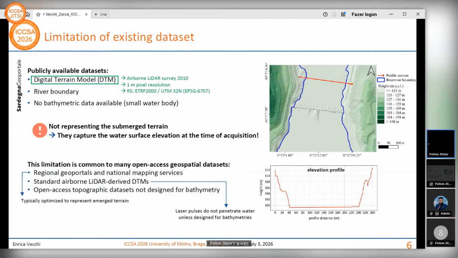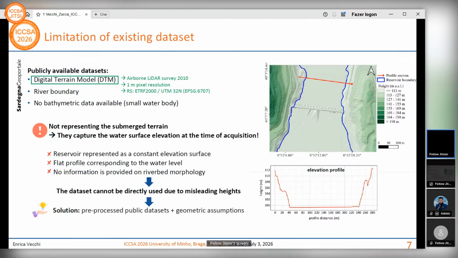This limitation is also common to other public datasets, because commonly regional geoportals are optimized to describe the terrain and not the submerged areas. And also because standard airborne LiDAR does not penetrate the water, even if there are some sensors able to do this. And since we are dealing with a small water body, there are no bathymetries available for this case study.